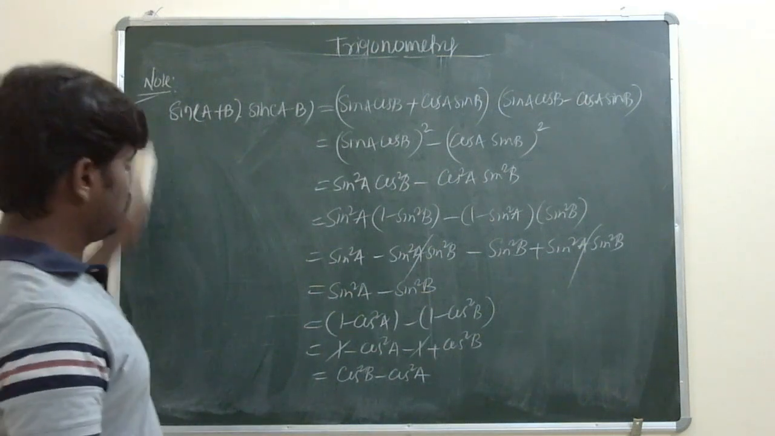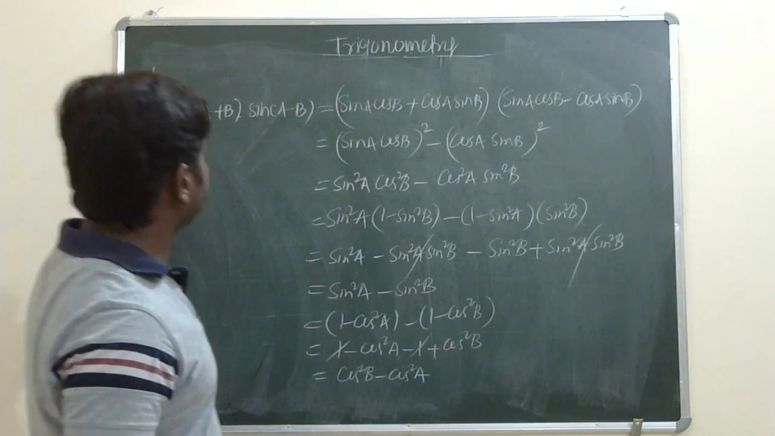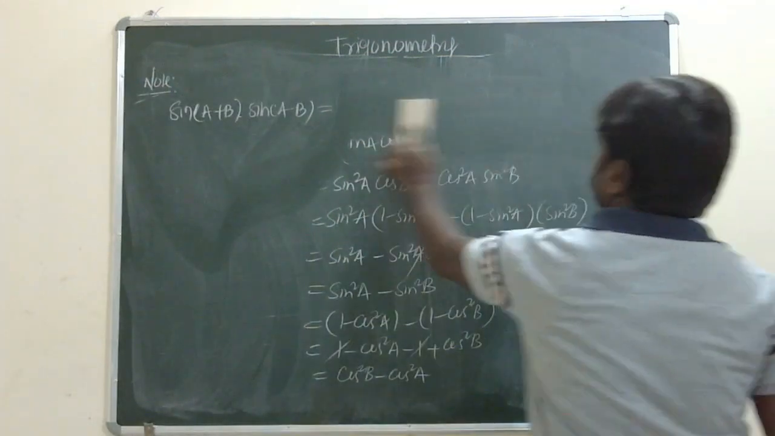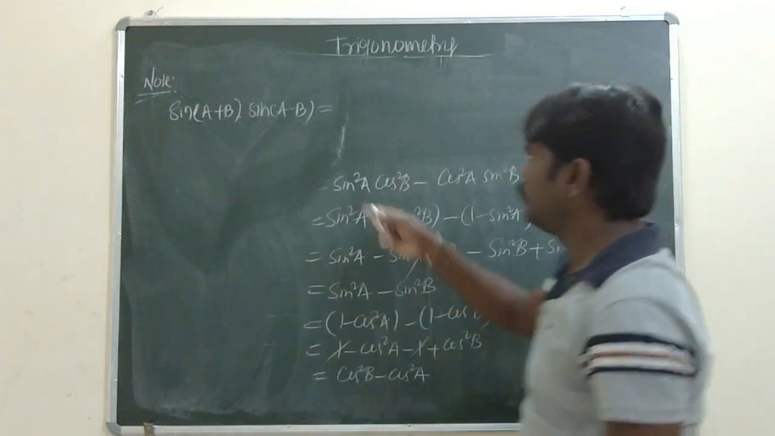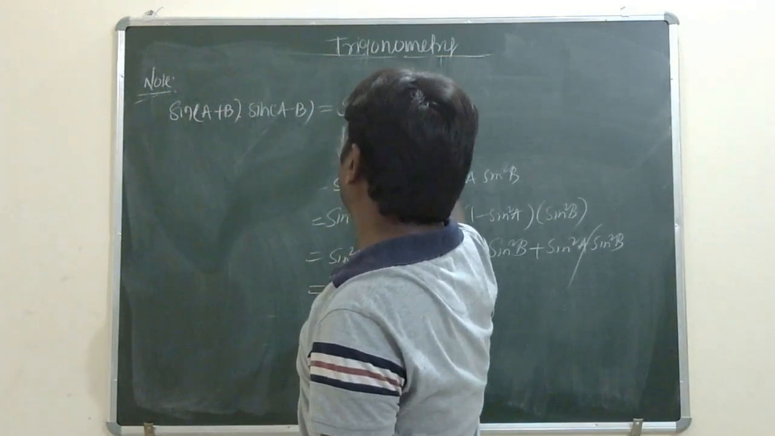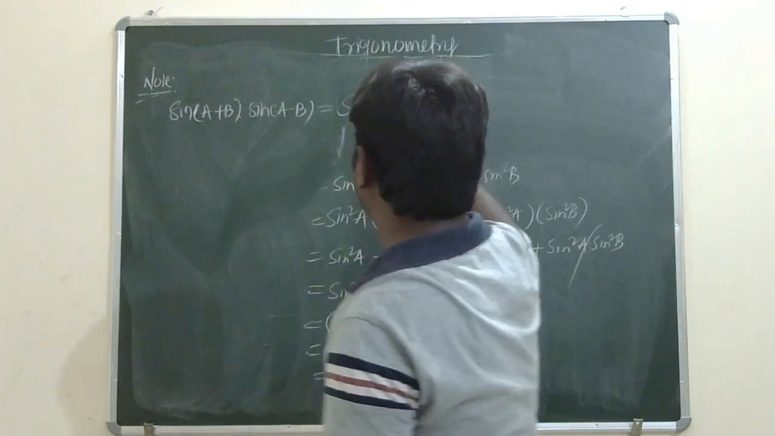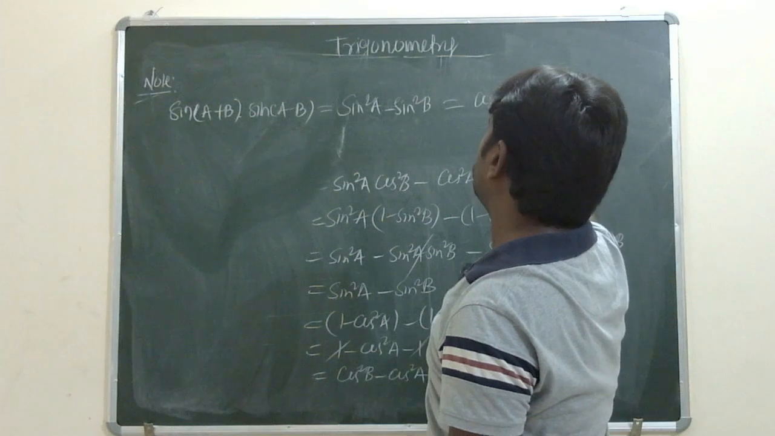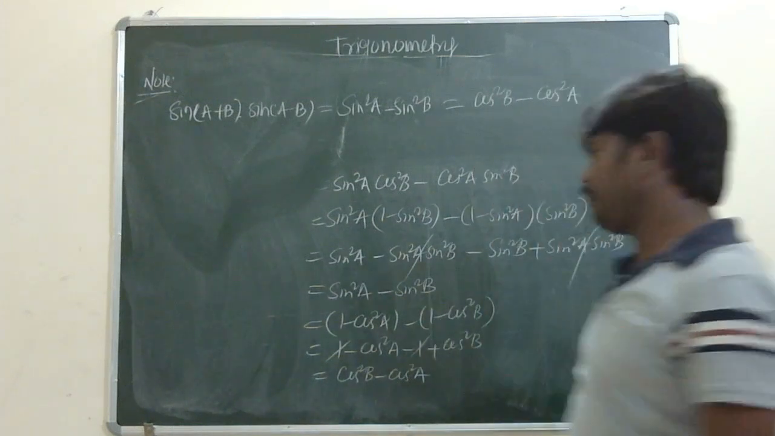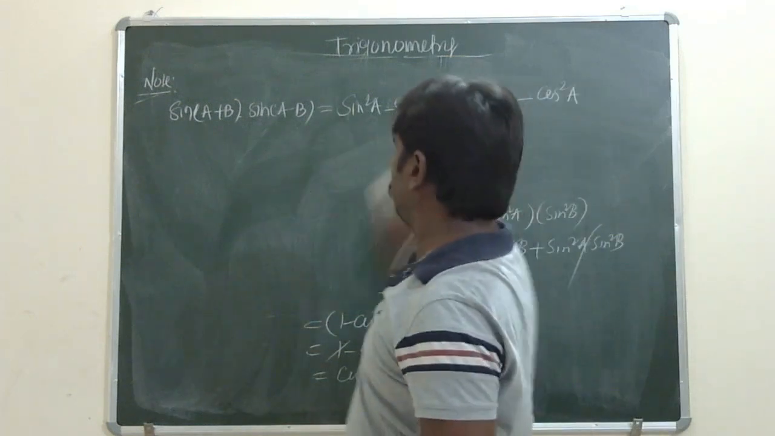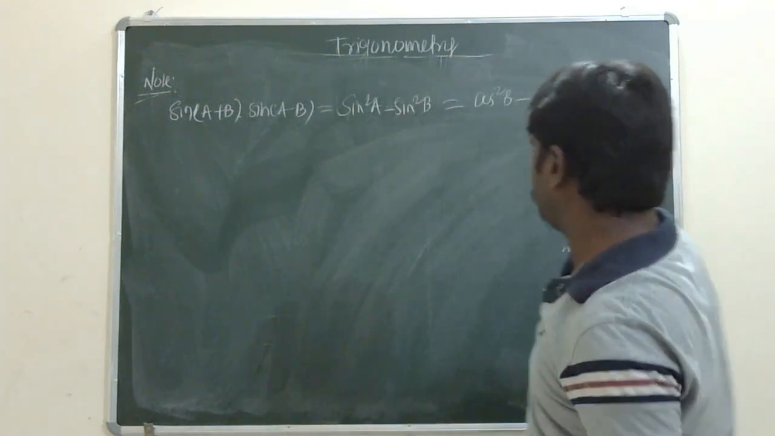So by this we can write sin(A plus B) into sin(A minus B) is equal to, after derivation, sin square A minus sin square B, which is also equal to cos square B minus cos square A. This is the important point that we can observe from the proof.